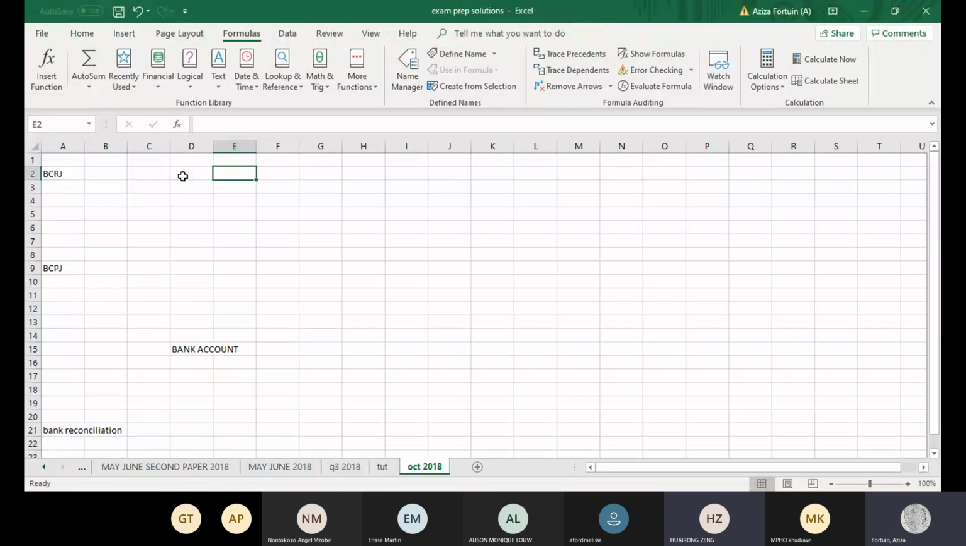Okay. And the day 29, there is an EFT payment. So it will go to the payment journal, 1,580. At the payment journal.